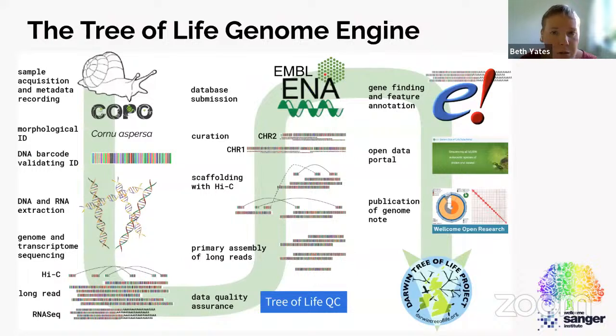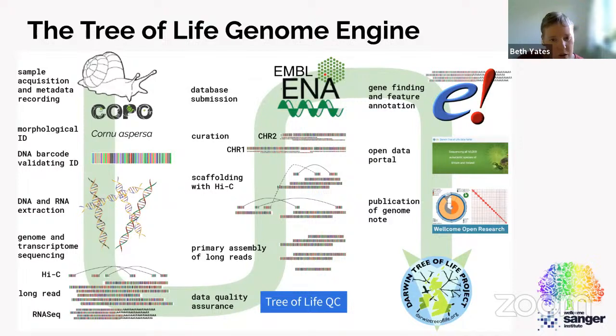So to give you an idea of what we do within the Tree of Life, this is what we describe as the genome engine. So this is the entire range of what we cover. This is everything from sample acquisition and metadata recording, which we do in conjunction with COPO, to DNA barcoding, to extraction of DNA and RNA, and then to genome and transcriptome sequencing, to submission to databases, mainly ENA for the assemblies and the reads, and then from there it gets distributed to NCBI and other groups.